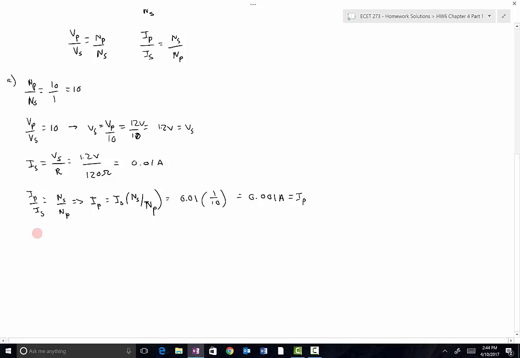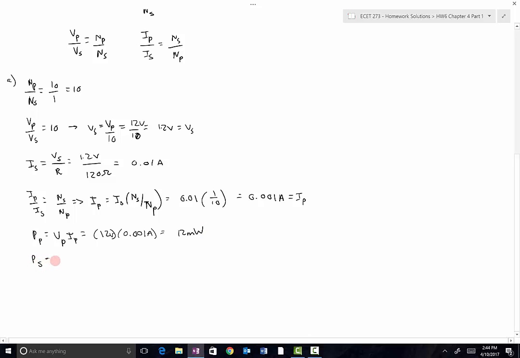It's a purely resistive circuit, so the power in the primary is the voltage in the primary times the current in the primary. That's 12 volts times 0.001 amps, and so that gives me 12 milliwatts of power consumed in the circuit.